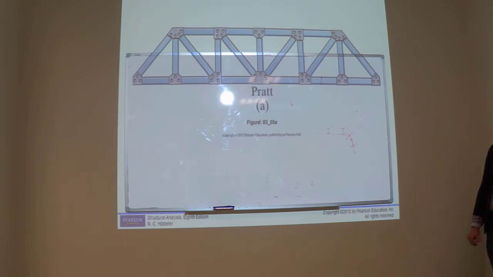So it means in this bridge truss there will be how many floor beams? 1, 2, 3, 4, 5, 7. 7. How many floor beams in this truss? 5, 7. How many? Yes, you.